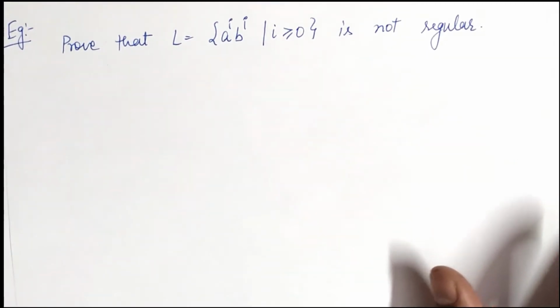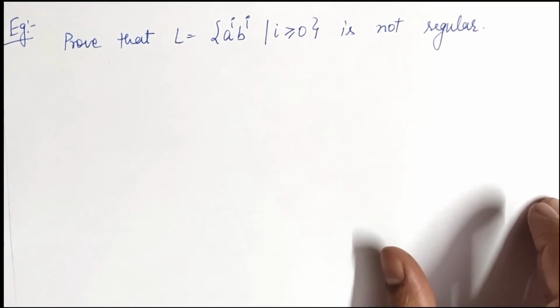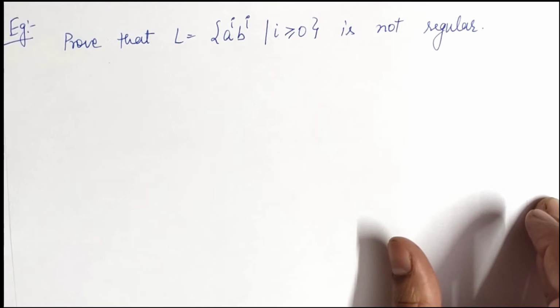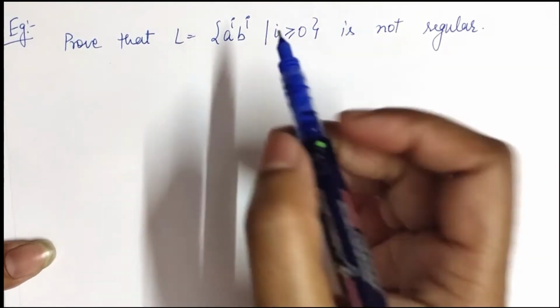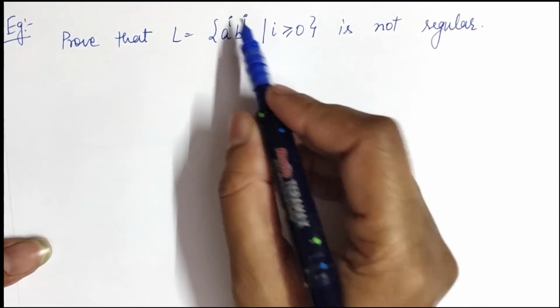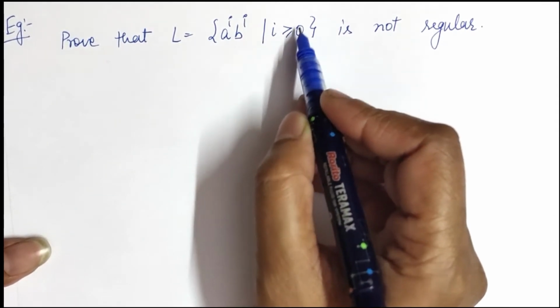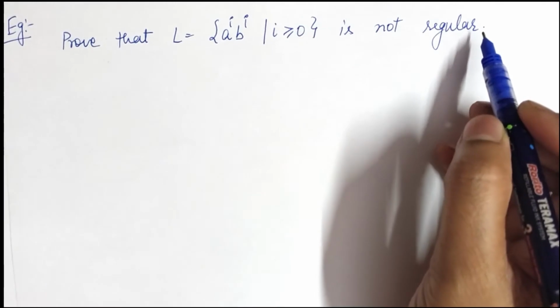Hello friends, in this video we solve a problem with the help of pumping lemma. As we already discussed, pumping lemma is used to prove that a particular language is not regular. So in this we have a language, a to the power i b to the power i, where i is greater than or equal to 0, which is not regular.